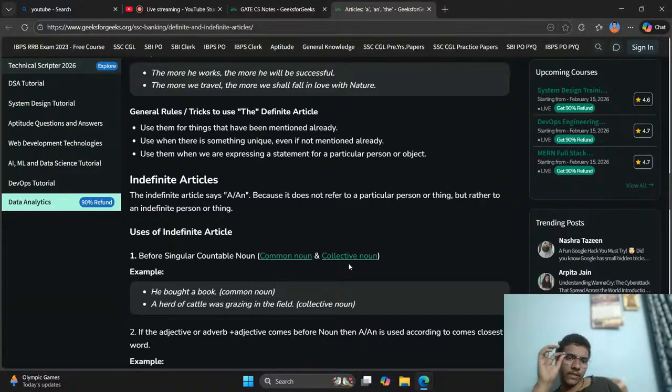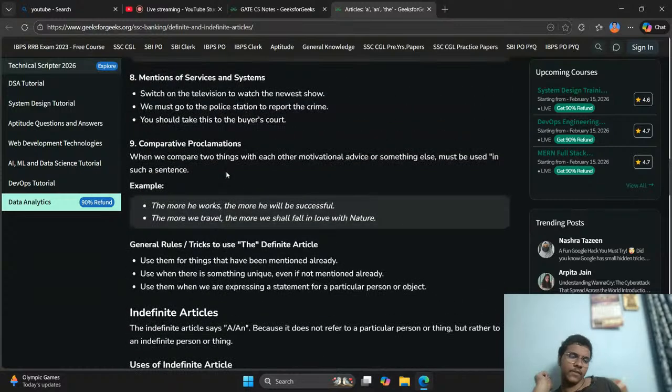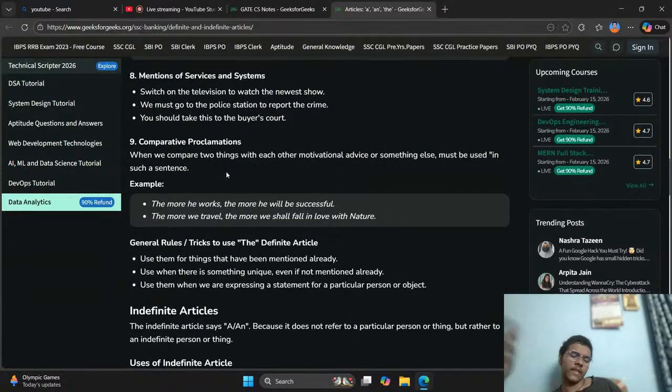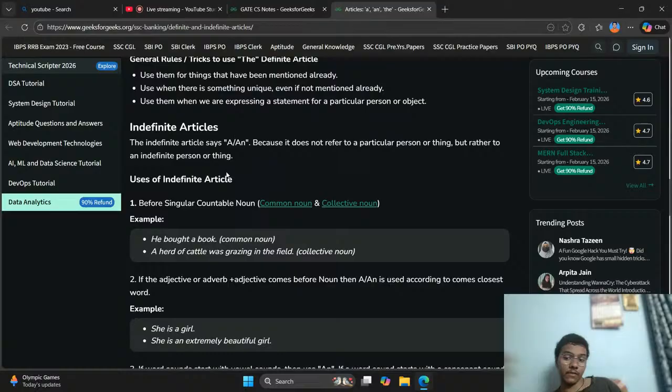Use "the" for things that have been mentioned already. Use it when there is something unique, even if not mentioned already. Use it when we are expressing a statement for a particular person or object. These are the basic rules, but kind of reading all of those things at the top does not bother.